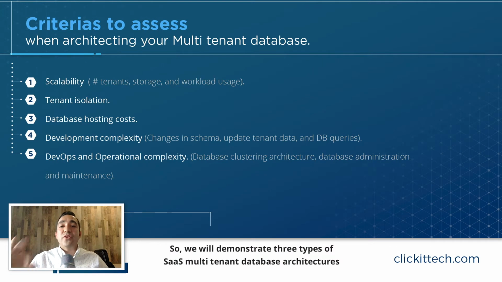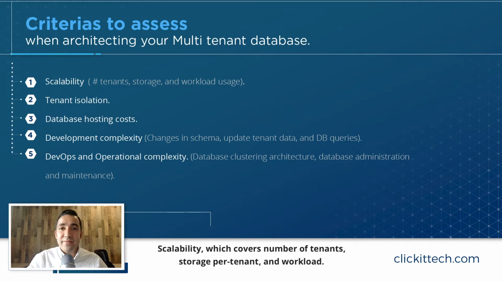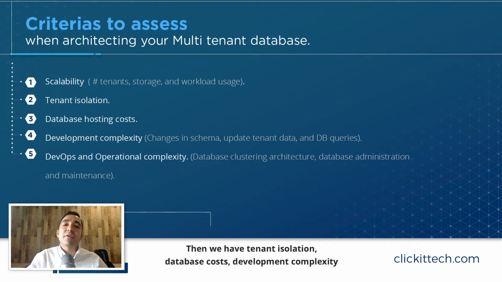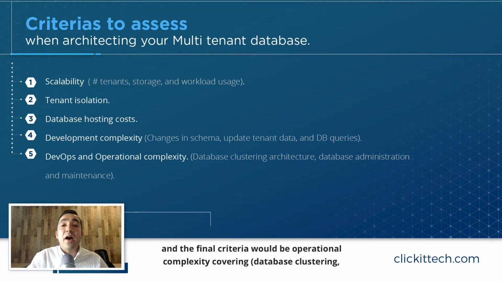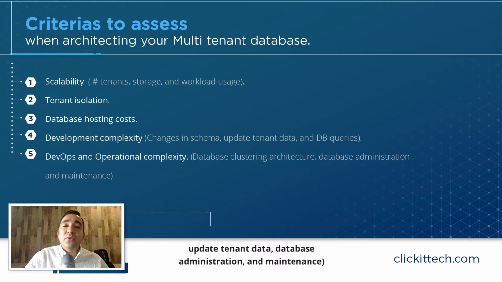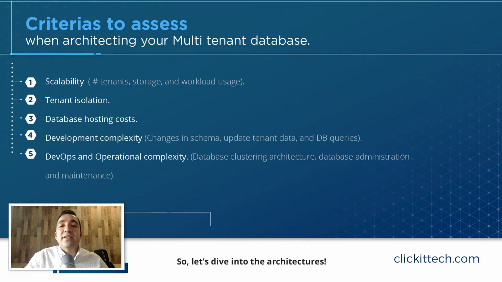So, we will demonstrate 3 types of SaaS multi-tenant database architectures. When choosing your architecture, there are multiple criteria to assess. Scalability, which covers number of tenants, storage per tenant, and workload. Then we have tenant isolation, database cost, development complexity, including changing schemas, queries, and more. And the final criteria will be operational complexity, covering database clustering, update tenant data, database administration, and maintenance. So let's dive into the architectures.